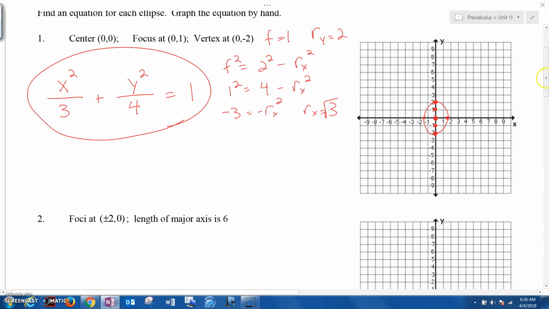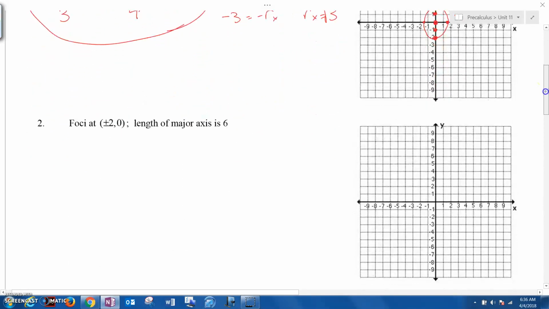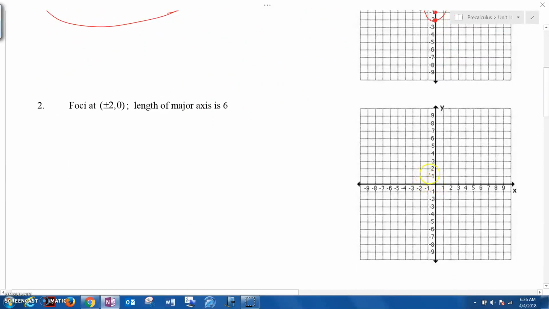Alright, this is kind of the same problem actually for the next one. I know my foci are at plus or minus 2, 0. So here's a focus, here's a focus. Now you should be able to tell me where the center is based on that, because the center is directly in between those two. Since what's directly in between them is 0, 0, we have another 0, 0 center.